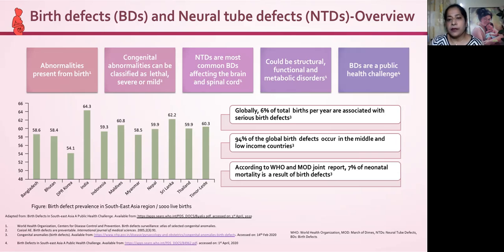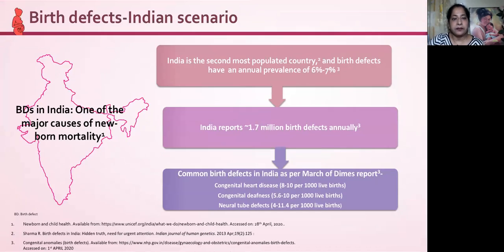Globally, 6% of births per year are associated with serious defects. 94% of these birth defects occur in middle and low income countries. According to the WHO and March of Dimes joint report, 7% of neonatal mortality is the result of birth defects. So they are a significant public health problem.